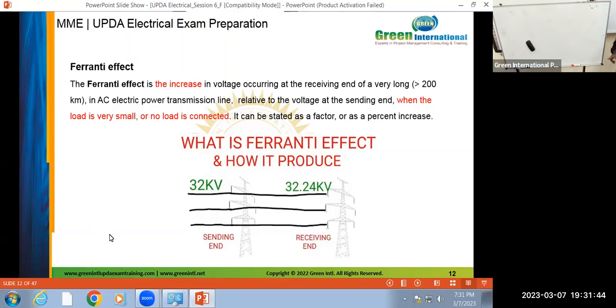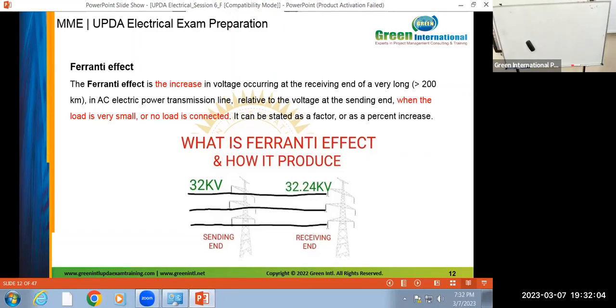So from the exam point of view, we must remember: the Ferranti effect means the receiving voltage is slightly greater than the sending end. Number one. Number two, what is the reason? The light load, capacitive load. Under this condition, the voltage value increases a little.